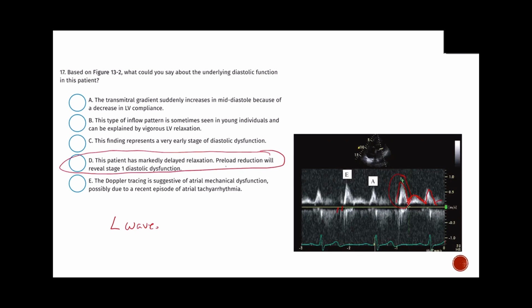Now, why would preload reduction reveal stage 1 diastolic dysfunction? So we said we're grade 2. And what is preload reduction? It's a Valsalva maneuver, right? Either with diuresis or Valsalva. And then what happens when you have someone with increased pressures and progressive diastolic dysfunction? What you often see is you go backwards in diastolic dysfunction. So you go from a grade 3 to a grade 2, or grade 2 to a grade 1. And so that's what this is showing you.